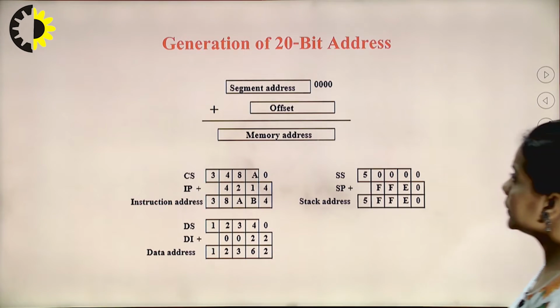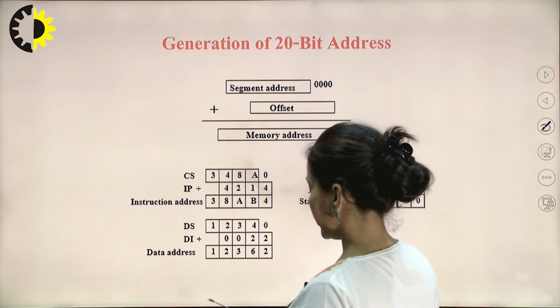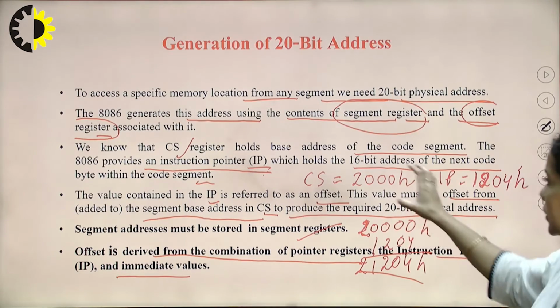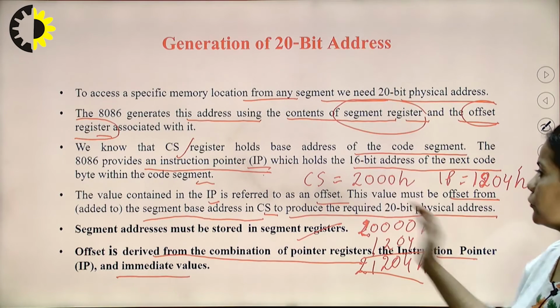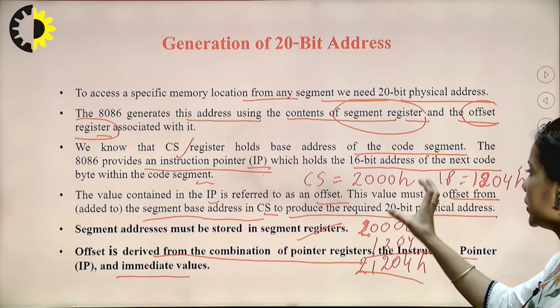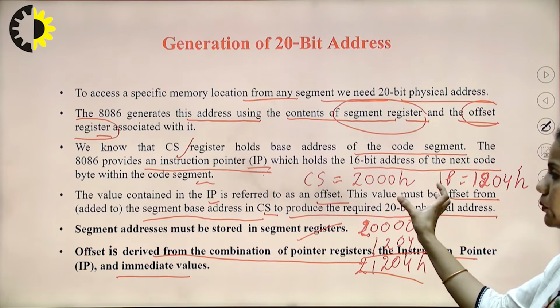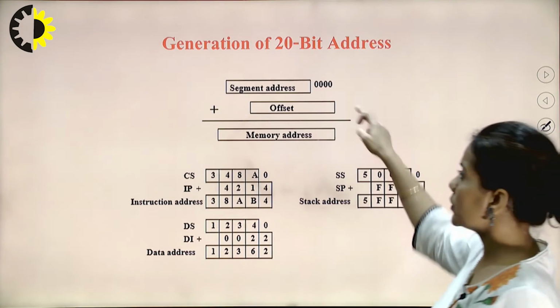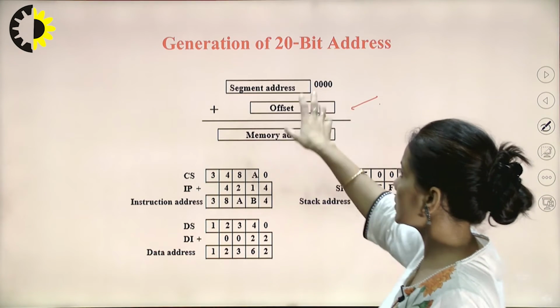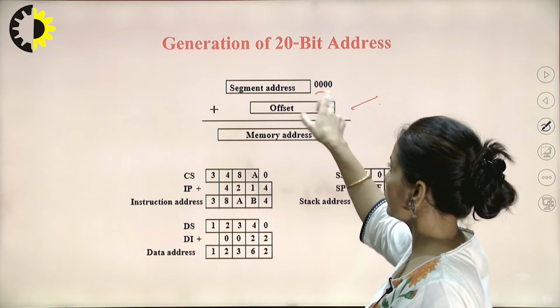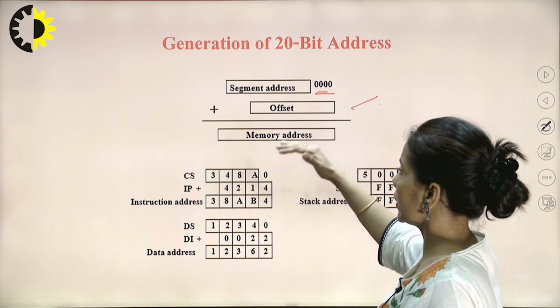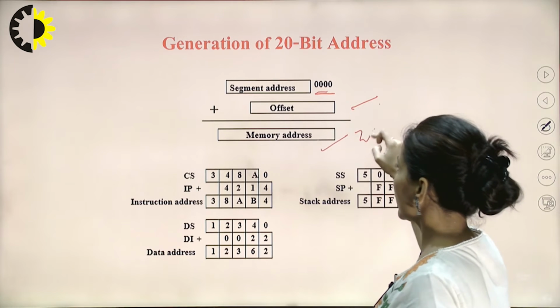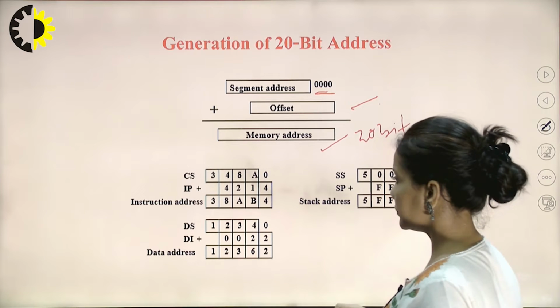Let's see an example. What I have already shown you is that I'll shift this base address by 4 bits to the left, and I'll be able to obtain the content equivalent to 20 bits, and then I'll add the value of IP to it. This is similar to what is shown here. This is the segment address, it will be shifted by 4 bits, and now the offset will be added to this. It will give the 20 bit physical address.